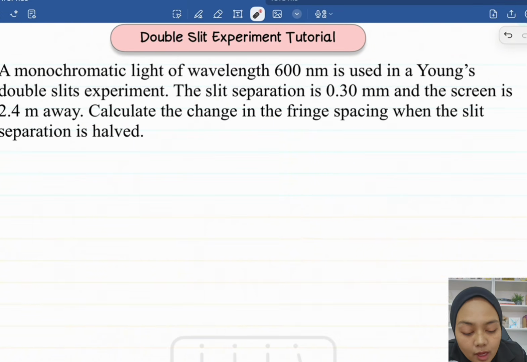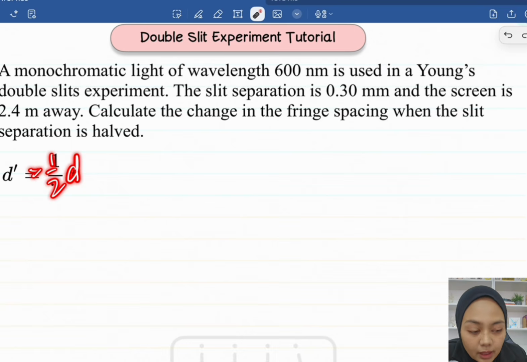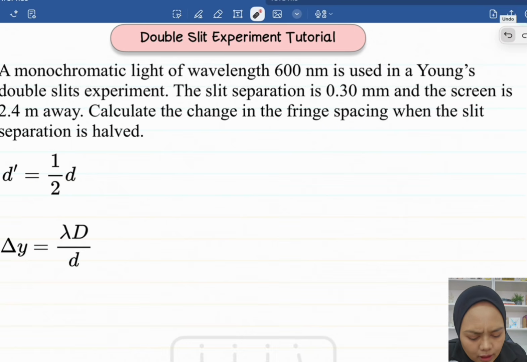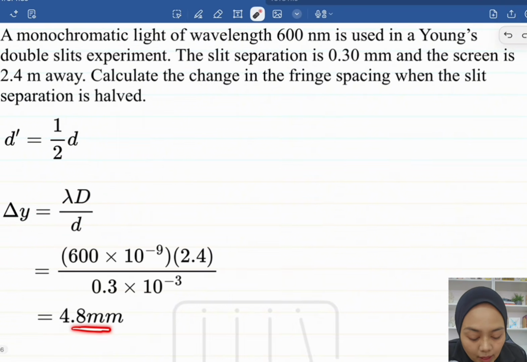And the last question, a monochromatic light of wavelength 500 nanometers is used in Young's double slit experiment. The slit separation is 0.3 millimeters and the screen is 2.4 meters away. Calculate the change in the fringe spacing when the slit separation is halved. So we first write the algebraic expression. The new d equals half of the original d, and because this is a fringe separation, we're just going to use delta y equals lambda D over d. And from here we got 4.8 millimeters.